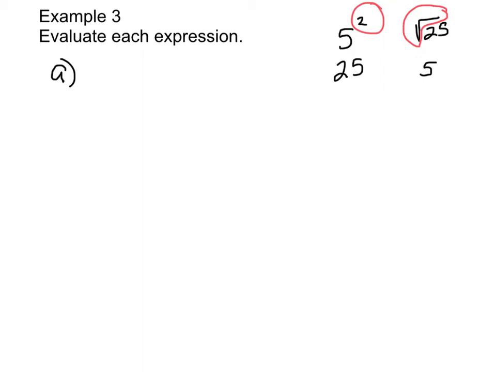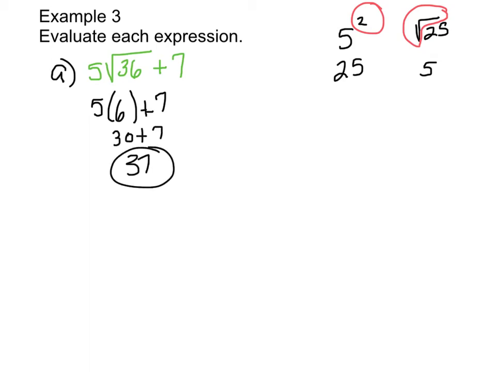So let's go to example A. 5 times the square root of 36 plus 7. You're going to follow order of operations. Where you're going to multiply first, however, you can simplify the square root of 36. The square root of 36 is just 6, plus 7. So 5 times 6 is 30 plus 7 gives us an answer of 37.